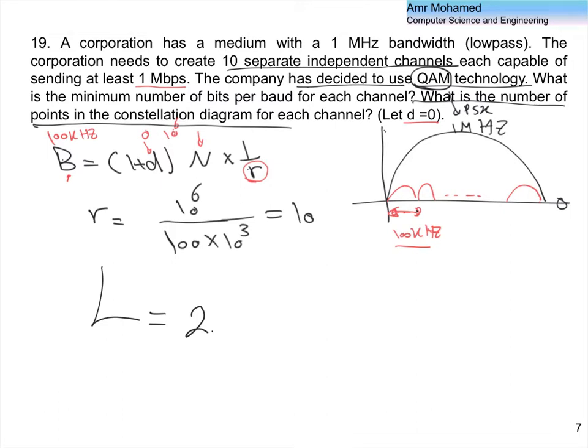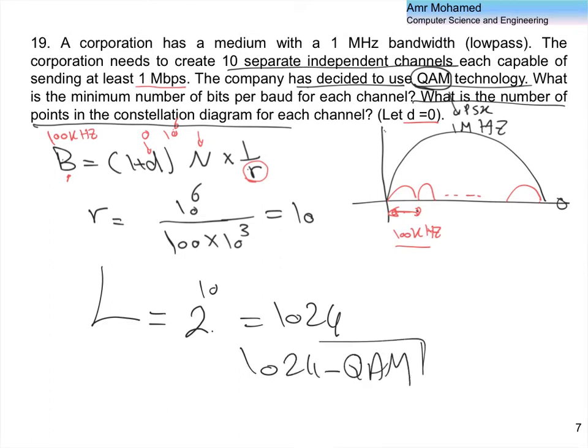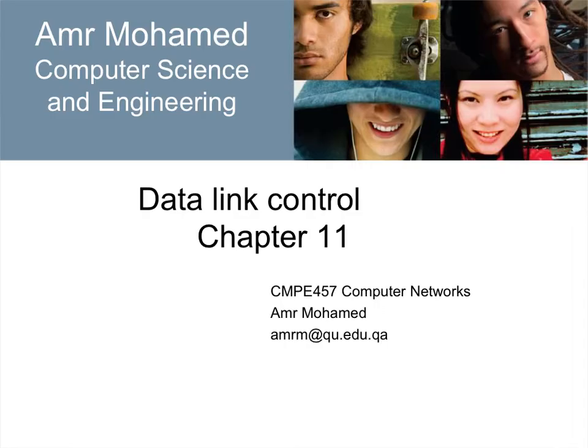So for PSK or for QAM, I need to convert each group of bits to a symbol, which means how many symbols do I need? 2 to the power 10, so 1024. So I need 1024 QAM for each channel, in order to have the channel with 100 kilohertz achieve a bit rate of 1 megabits per second. So I need 1024 QAM, which means that I need 1024 symbols.